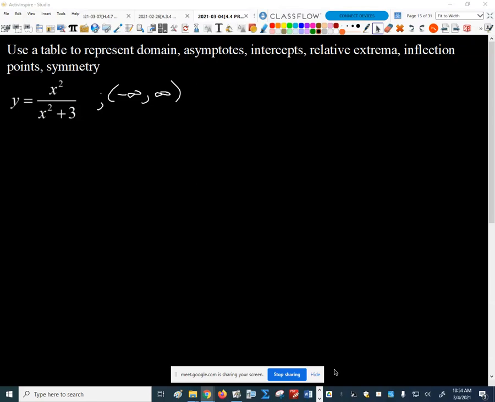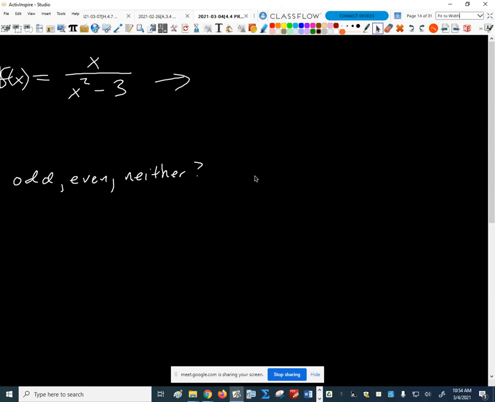So we want to use tables here to represent this function, and we want to find all of the important stuff, right? We're trying to find asymptotes, intercepts, relative extrema, inflection points. We want to ask if there's any symmetry. Yesterday, we started to look at this example. Did we finish talking about the symmetry? I can't remember. What did we say about the symmetry?